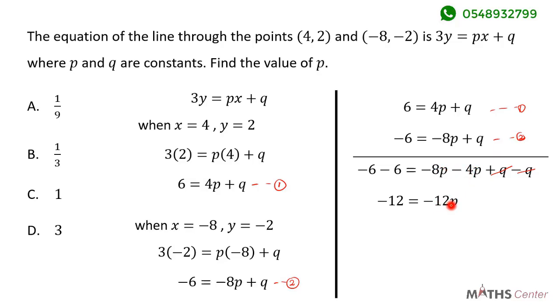To find p, I'll divide both sides by 12. So I'll have -12 divided by 12 is equal to -12p divided by 12. -12 and -12 will cancel each other, and -12 divided by -12 will give us 1. And so we have p = 1. So the value of p is 1. When we look through the options, we can see that the correct option is C.